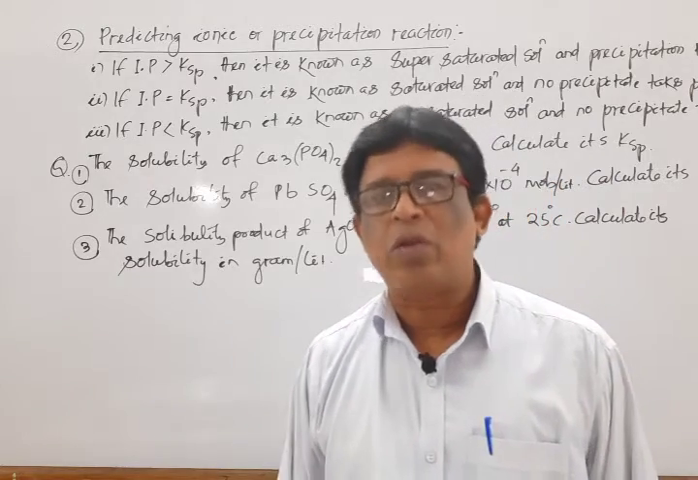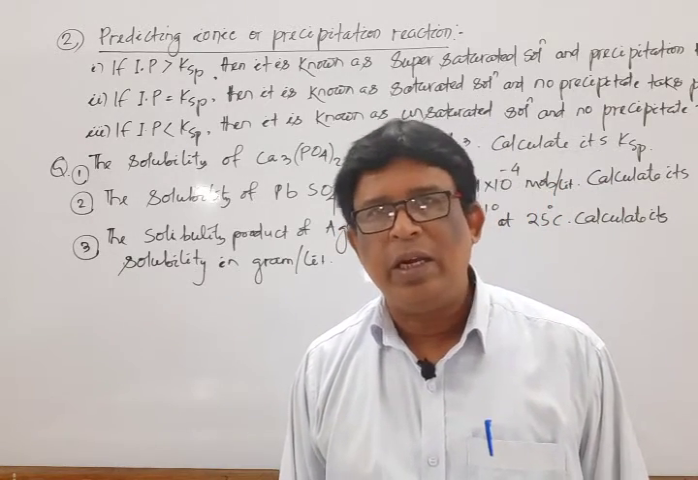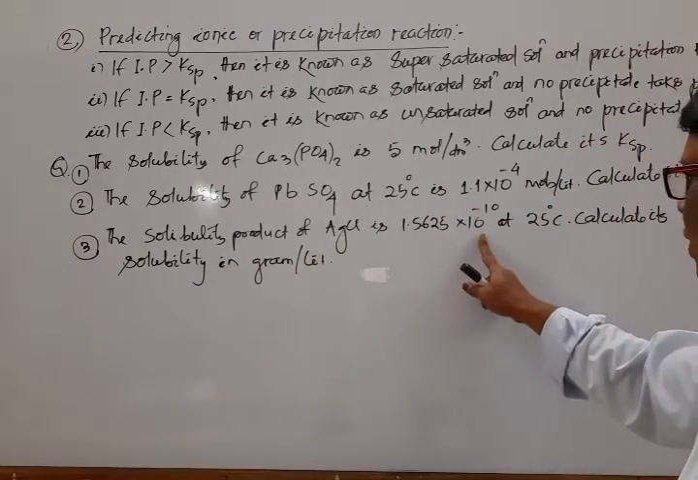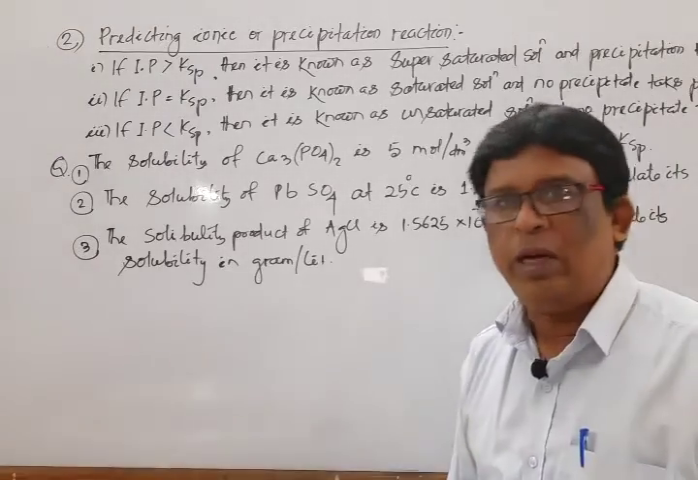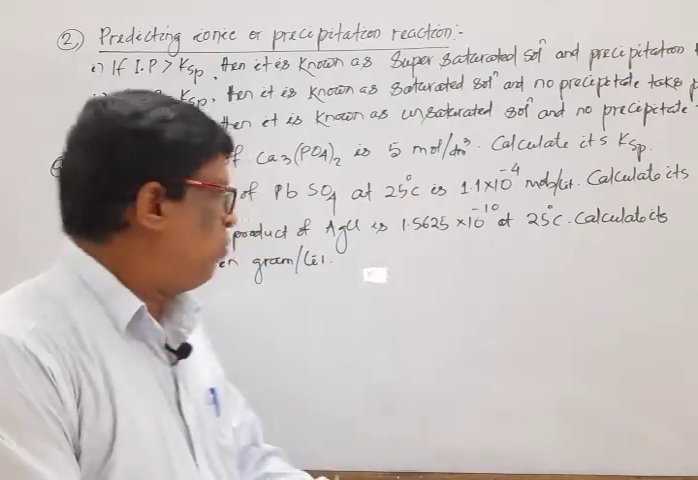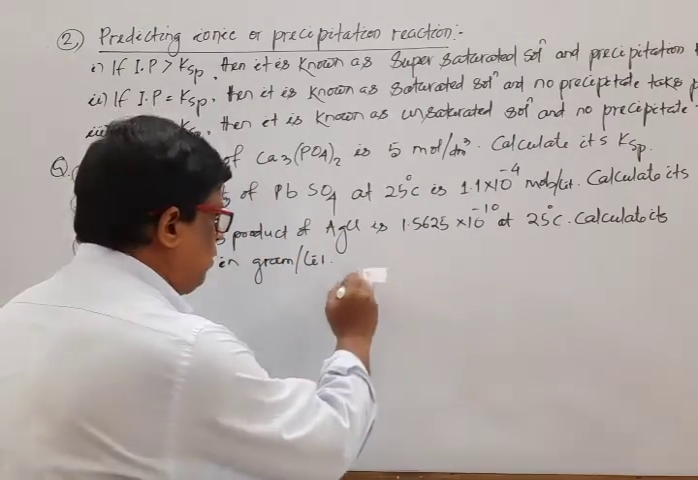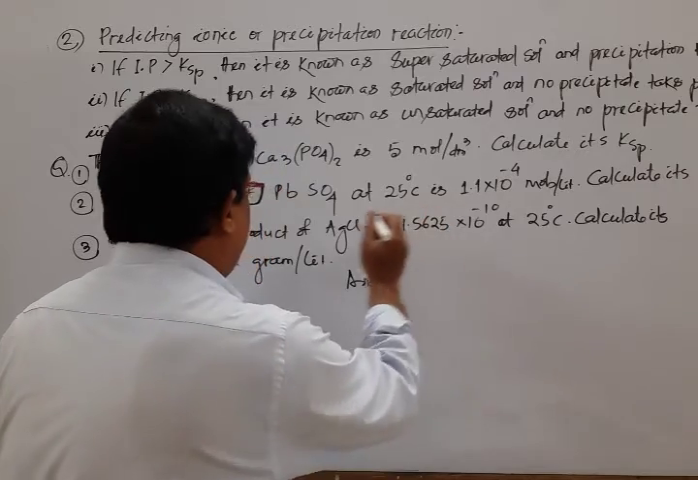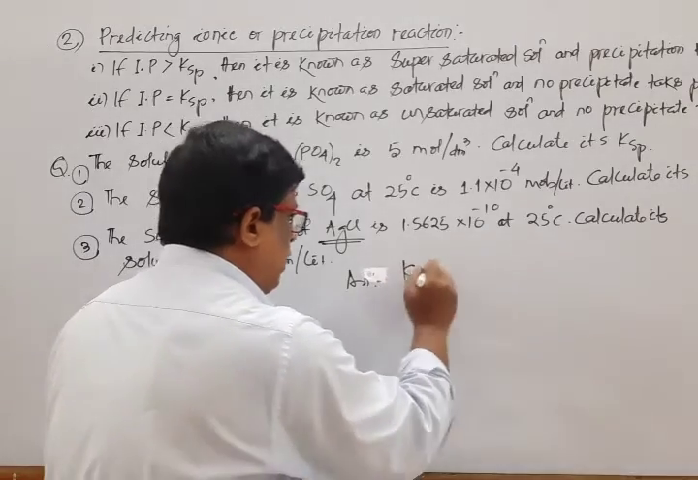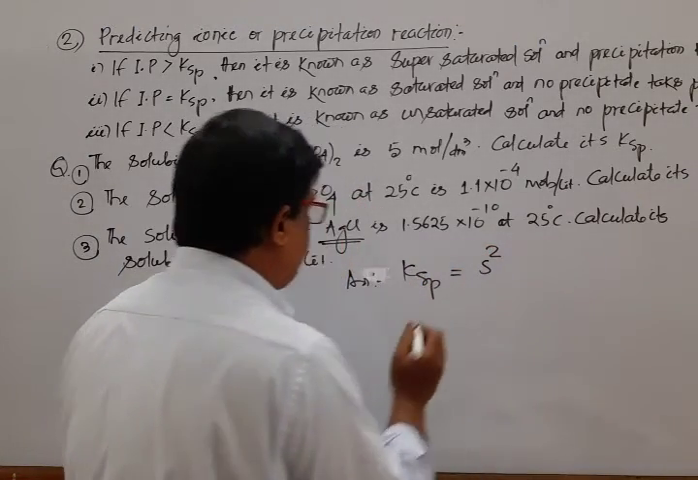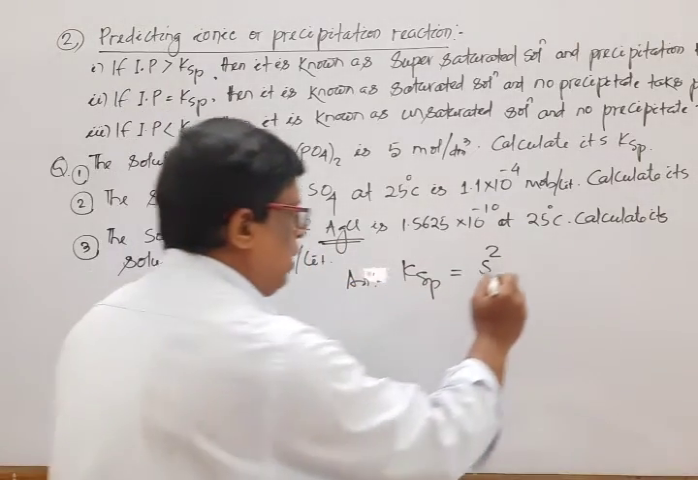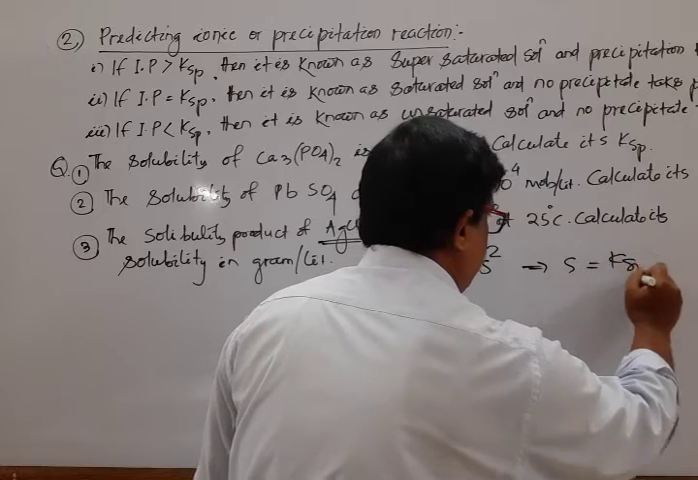Last, move to solve some problems relating to solubility and solubility product. Mark that. The solubility product of silver chloride is given. Calculate its solubility in grams per liter. So mark that. Solubility product is given for silver chloride. We know the answer. Mark that. Silver chloride is a salt of the type A1B1. That means here Ksp is equal to S square. Ksp is given, we have to calculate S. It implies that S is equal to root over of Ksp.